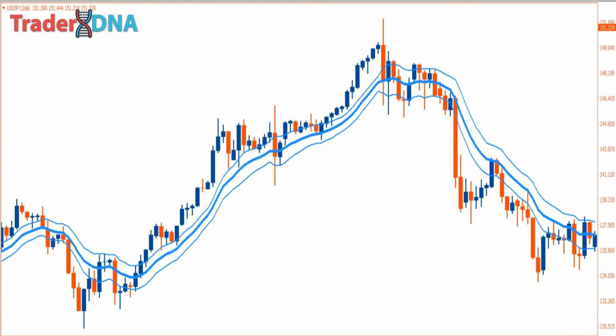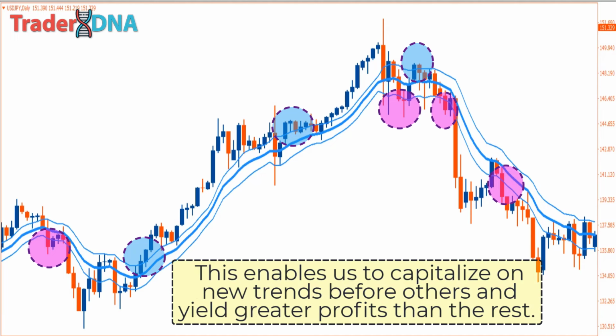However, with the MACD COBRA system, we utilize the price crossing the moving average as the earliest possible indication that the trend is altering direction. This enables us to capitalize on new trends before others and yield greater profits than the rest. Therefore, this is the entirety of the process for establishing the short-term trend direction.